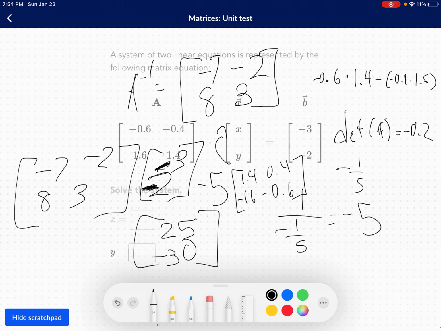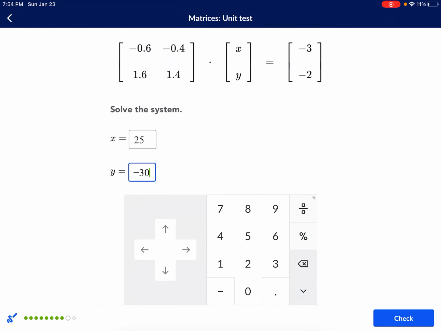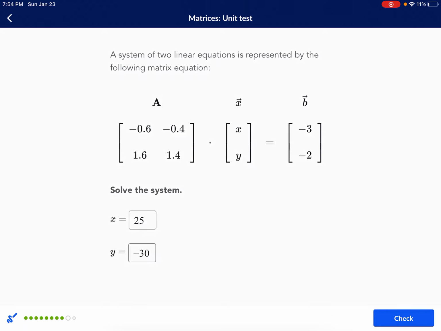Okay, now we'll check it again. Negative 0.6 times 25 plus negative 0.4 times negative 30. Yeah, that gives us negative 3. And 1.6 times 25 plus 1.4 times negative 30 gives us negative 2. Okay, great. 25 and negative 30. Alright, that was close.